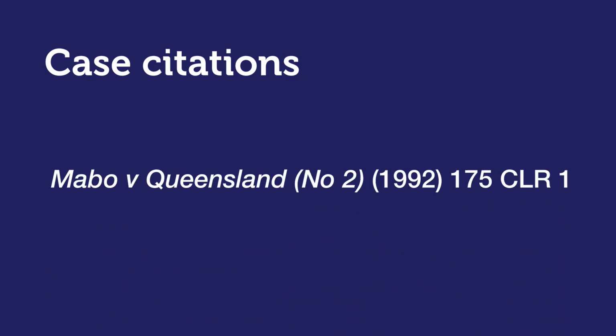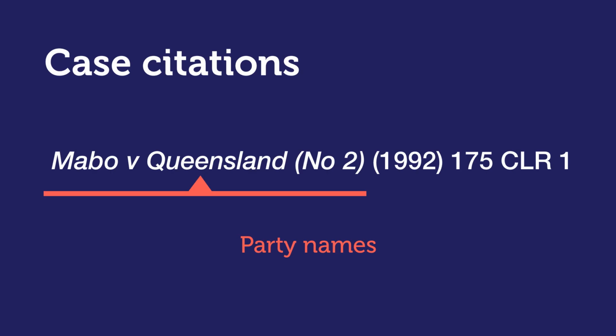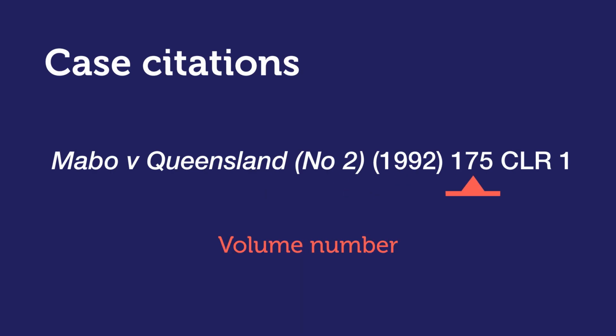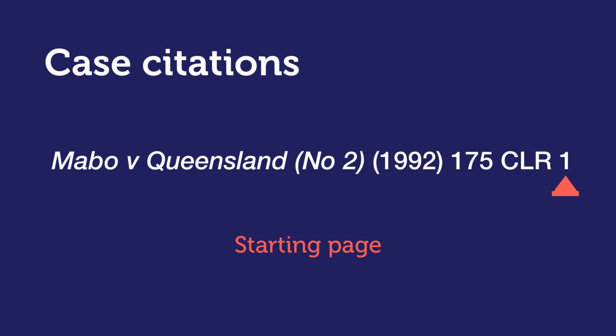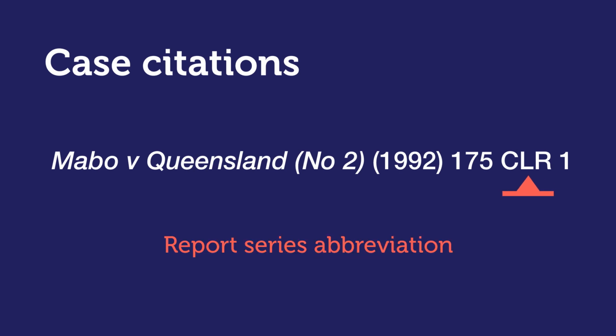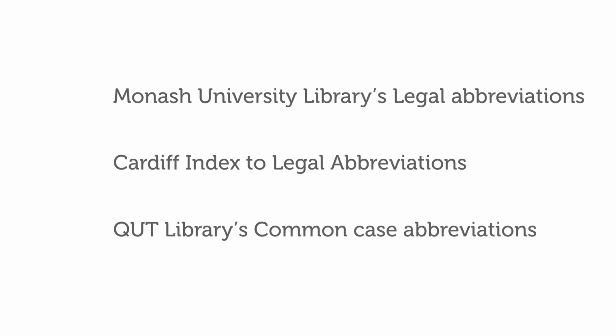A case citation provides essential details to locate a case. It typically includes the party names, the year, the volume number, the report series abbreviation, and the starting page. In case citations, report series titles are always abbreviated. There are guides available to help you understand what these abbreviations mean.